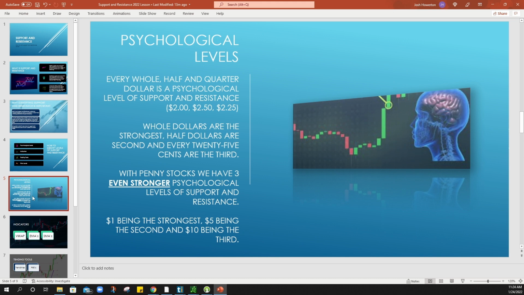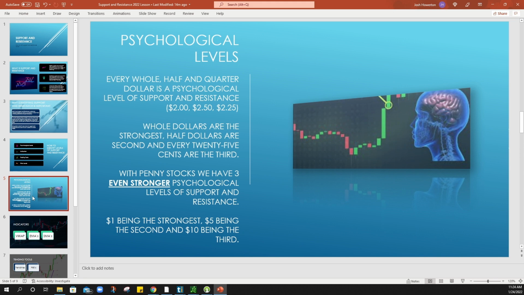And most of the time, when a stock comes up to $1, it falls. But if a penny stock ever breaks $1, that's when we see big time breakouts. Same thing with $5, same thing with $10. And it's the same thing as support. You ever seen a stock come down from $2 all the way down to $1 and have a really strong bounce? Well, $1 is a very strong psychological level for penny stocks as support and resistance. $5 being the second strongest and $10 being the third strongest.